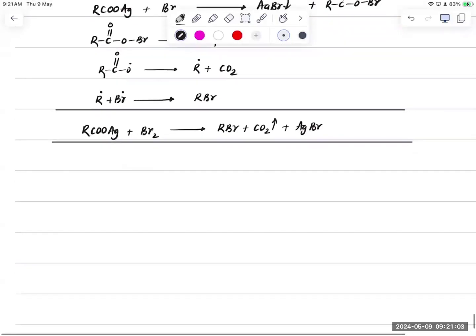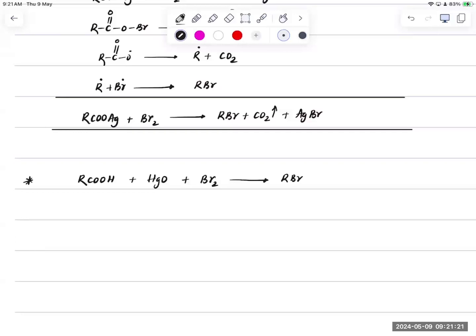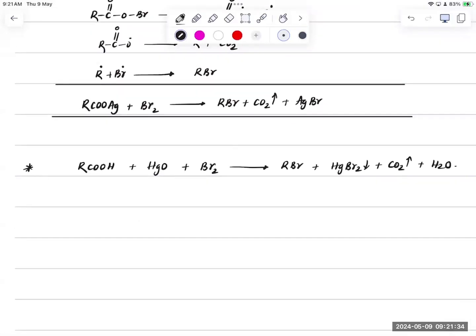Here, just like how we had silver salt, we can have mercury also. So we can react in a similar way. RCOOH plus HgO, just like moist Ag2O, here we need HgO plus Br2. That will make again RBr plus HgBr2 as the precipitate plus CO2 and H2O. These are the alkyl halide products you will get. So I think this part is clear, everyone.